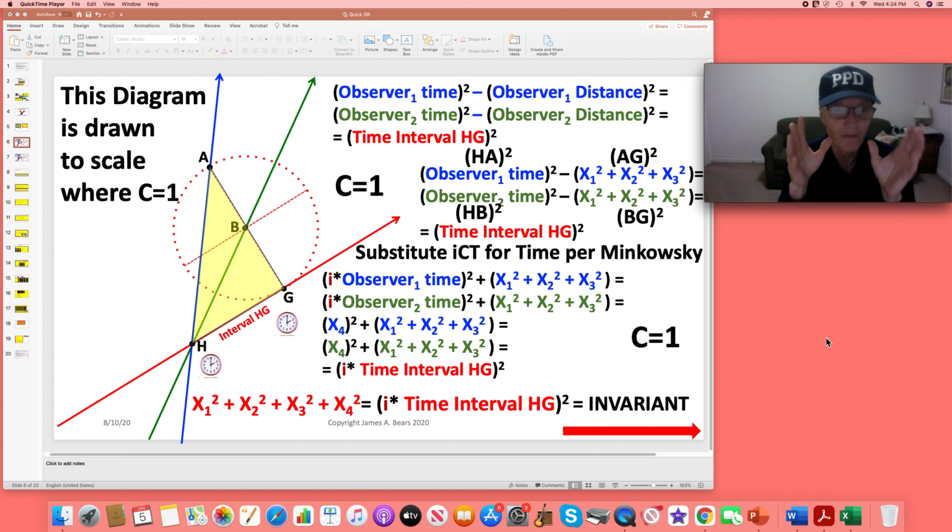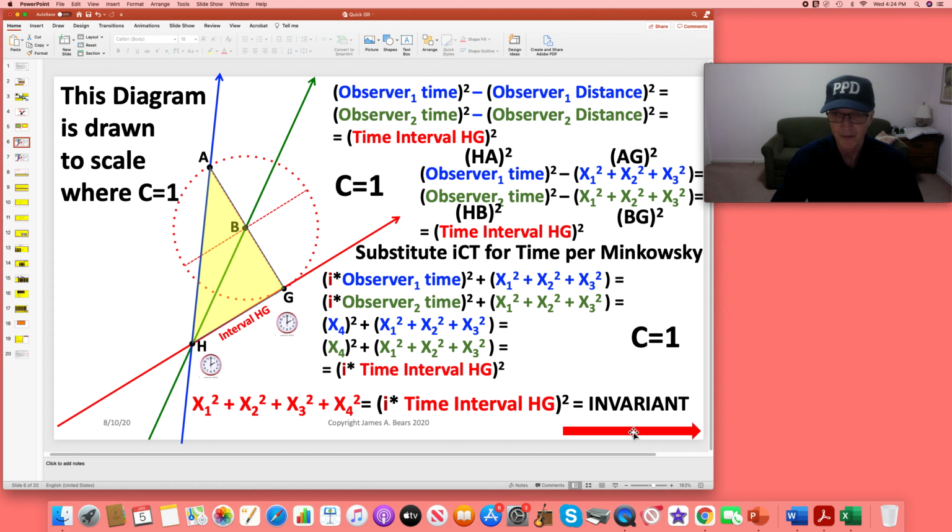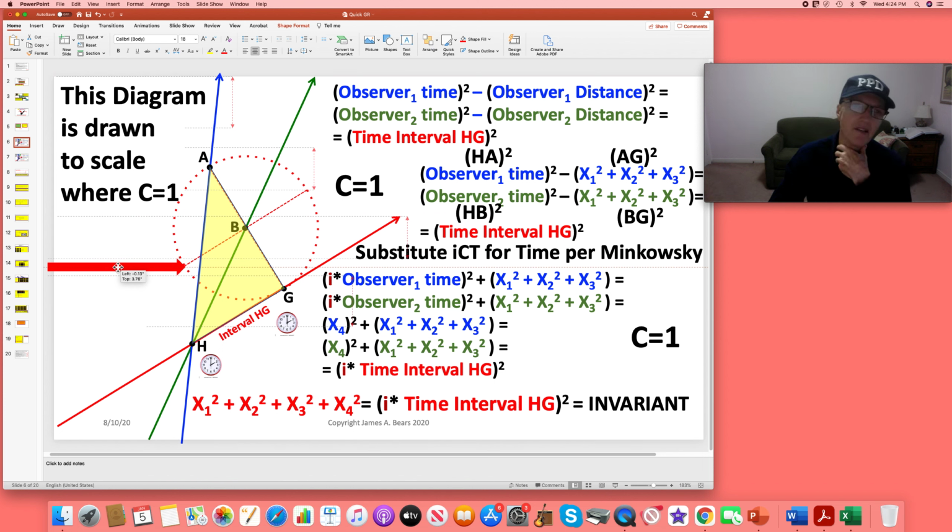So this diagram looks so scary, but it's not. I'm going to show you. See the triangle there? You see the yellow triangle? Here, I'll use my handy dandy again. See, A, G, H. So there's a triangle. AGH is a triangle.